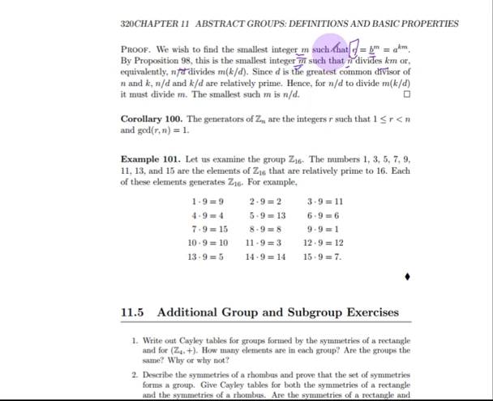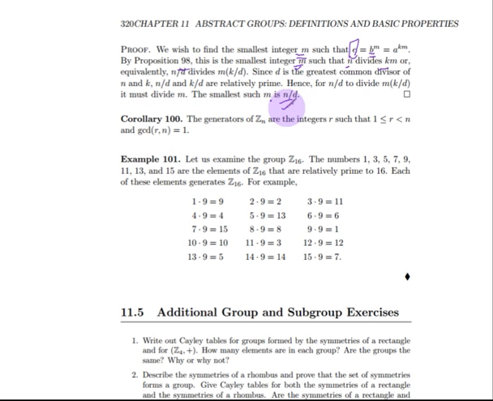Now notice that if n divides km, I can divide both sides by the greatest common divisor, because d, the greatest common divisor of n and k, divides n and also divides k. So if n divides km, that means n over d divides m times k over d. Since d is the greatest common divisor of n and k, these two numbers, n over d and k over d, must be relatively prime. And if n over d divides m times k over d, then n over d must divide m. And the smallest such m is n over d.